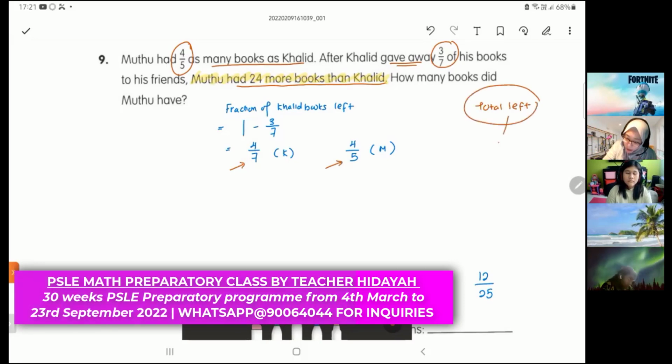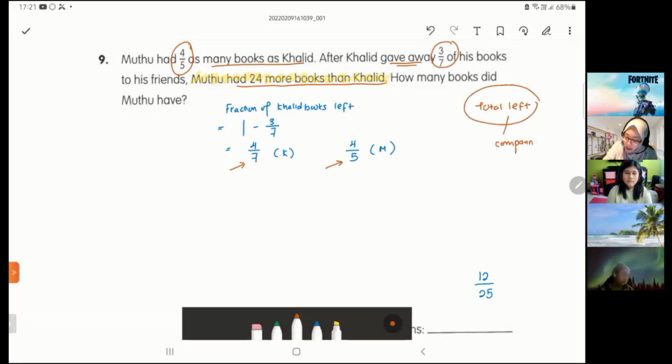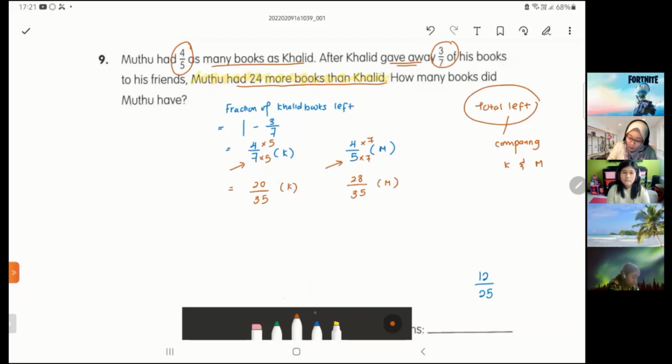I am comparing the total left between Khalid and Mutu. So I need to make sure the total is the same first. So times 5, times 7, times 5, times 7 equals 35. So 20 over 35, 28 over 35. This is Khalid and this is Mutu. So now this is a unit, this is a unit, this is a unit.